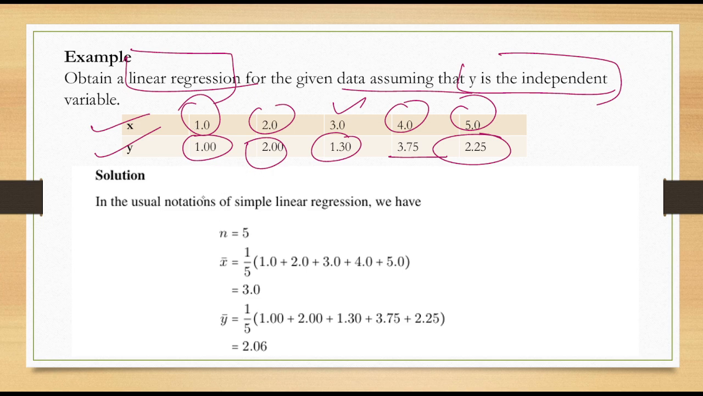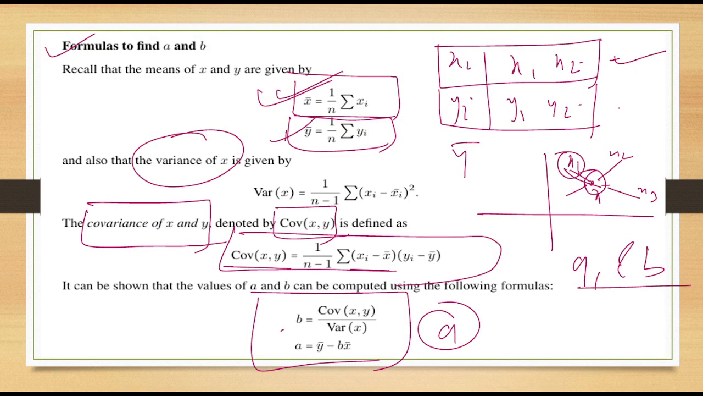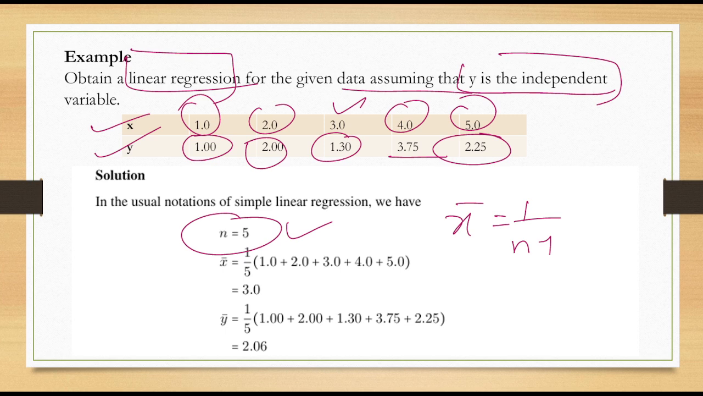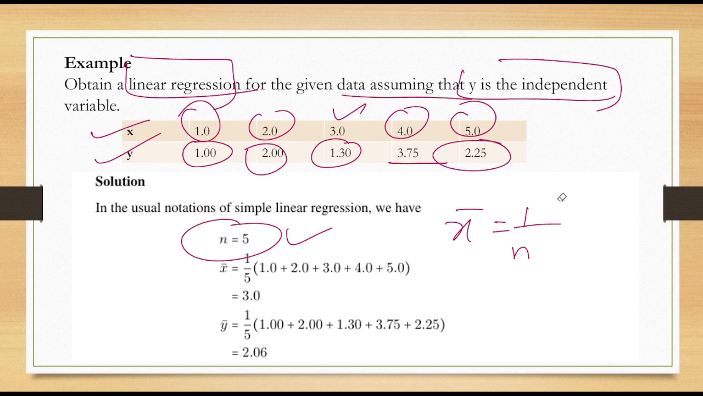First, what do we do? How many input variables do we have? So the number of inputs is n equal to 5. Now what will we find here? X bar, and what do we know? X bar equals 1 upon n, the summation of xi. This will be 1 upon 5 times 1 plus 2 plus 3 plus 4 plus 5. This will result in x bar equal to 3.